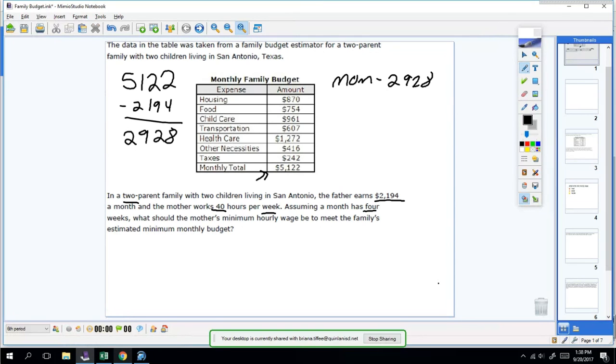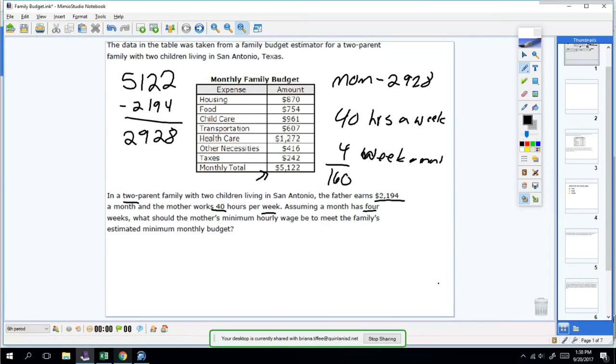Well, we know the mom works 40 hours a week and that she works 4 weeks a month. So I need to figure out my total hours I work in a month. So you're going to do 40 times 4. 40 times 4 is 160. So she works 160 hours a month, and she needs to cover $2,928 a month.